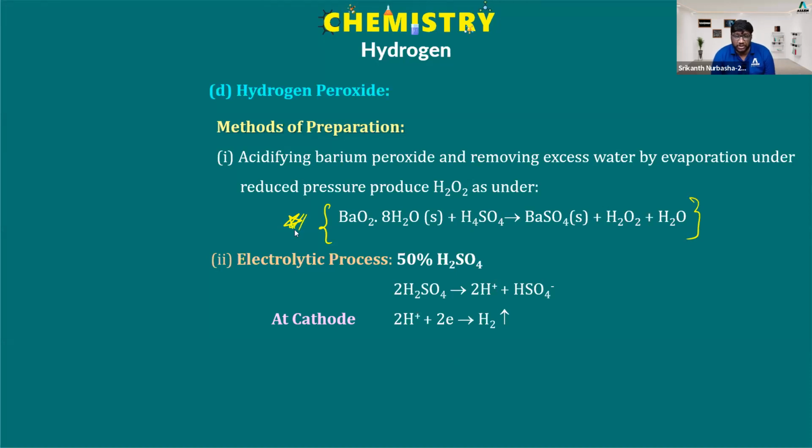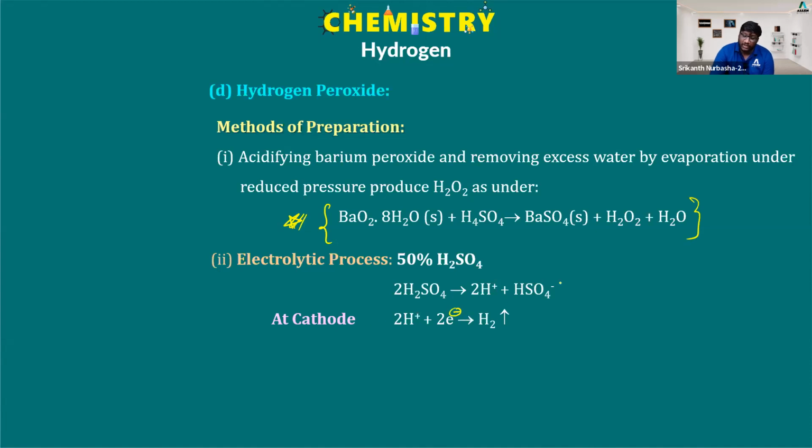If not, the dissociation of H2O2 can also occur, because H2O2 is not very stable because of the presence of peroxy linkage. We can also do the electrolytic process, that is, H2SO4 you can take and do the respective electrolysis. Like 50% H2SO4, H2SO4 gives H plus and HSO4 minus ions. The H plus ions will react with electrons to form H2 gas. This will happen at the cathode.